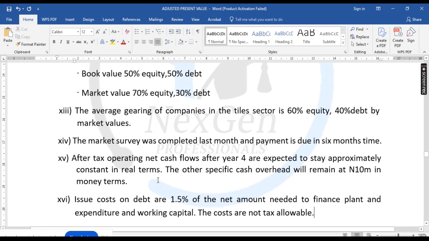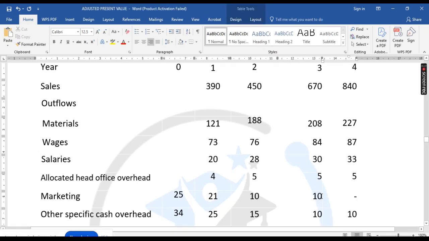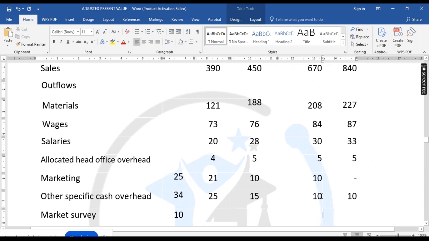Marketing is a relevant cost, but do you have to inflate it? There's no year 4. You can see that marketing is 10. It's constant, and the other specific overhead is also constant, because it is measured in real terms already. So this marketing will remain the same, and we can use 10 all through. Marketing will remain 10, and the other specific overhead will remain 10. Don't forget it was mentioned that specific overhead will remain in money terms.